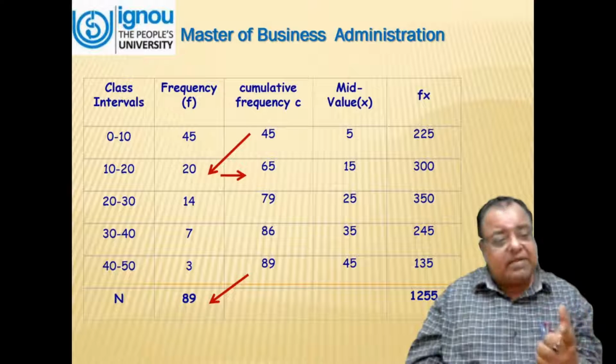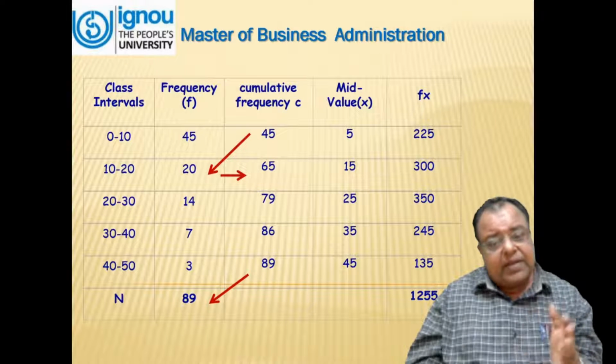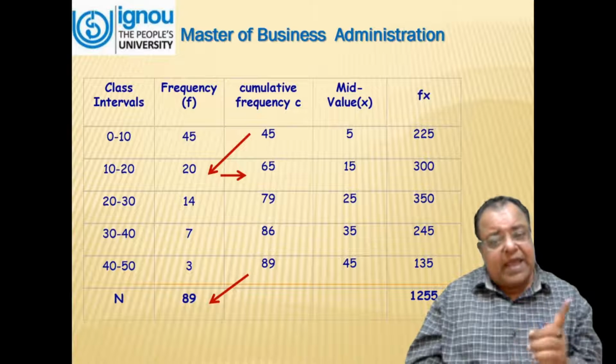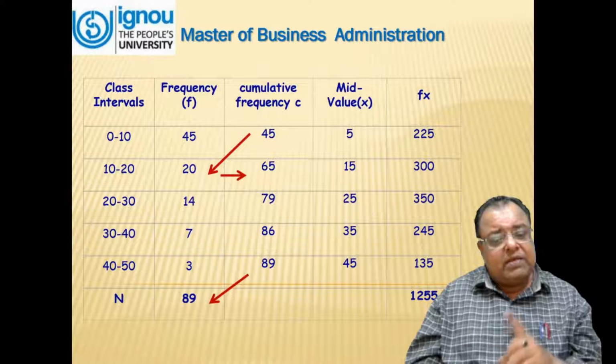We find out the mid values, that is 0 plus 10 by 2 comes out to be 5, and the class difference is 10, so we will add 10 to all. We will get 5, 15, 25, 35, 45. We will multiply F by this mid value, and we will sum up to get 1255.